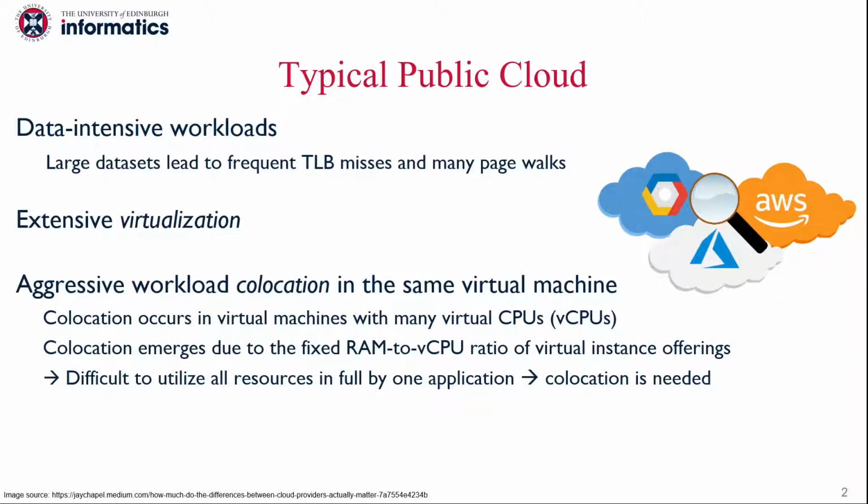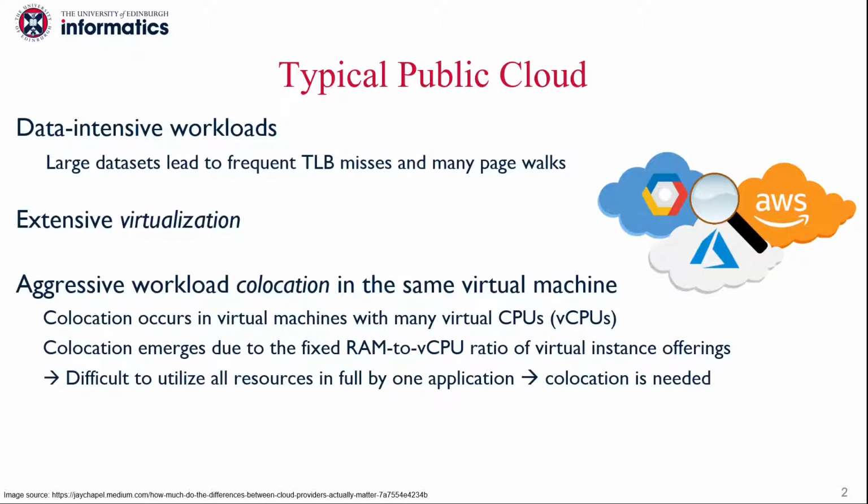For example, Amazon Elastic Cloud offers virtual instances that can be scaled to 64 vCPUs and have 4 GB of RAM per vCPU. Thus, a virtual machine with 64 vCPUs has 256 GB of RAM. It is difficult to utilize both compute resources and RAM resources at the same time with just one application. And application collocation solves this problem and increases utilization of virtual machines.